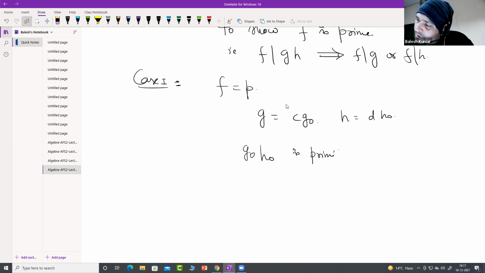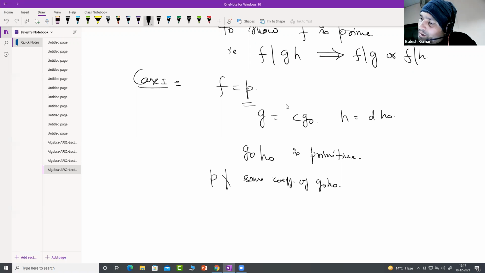So the coefficients of g0h0 don't share any common factors, and therefore the prime integer p will not divide some of the coefficients. So p doesn't divide some coefficient of g0h0, let's say it is equal to a. Otherwise, if it divided all the coefficients, then they would have a common divisor, which contradicts the fact that it is primitive.